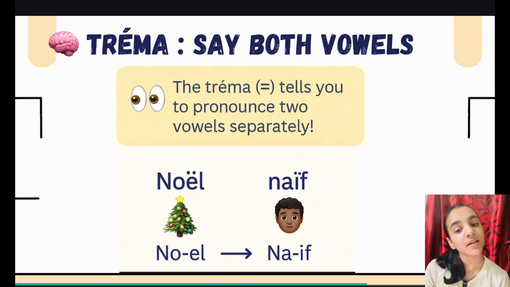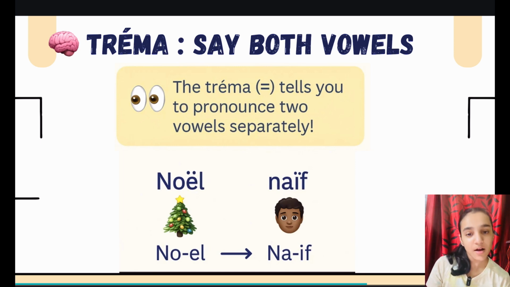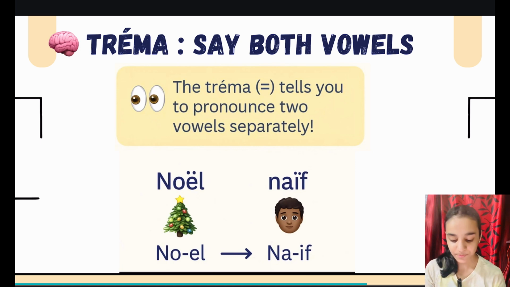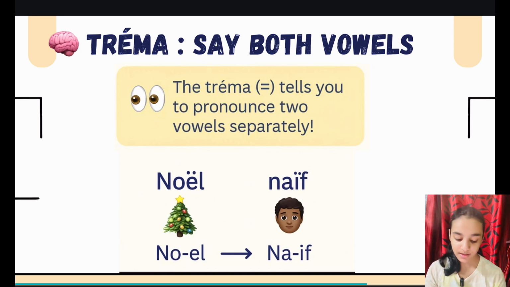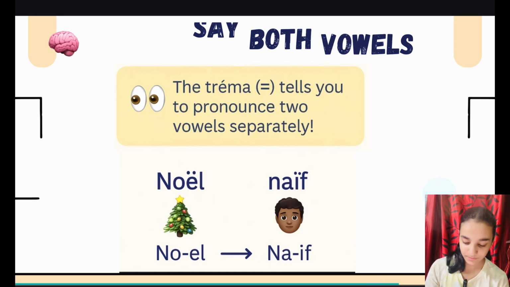Let me give you another memory trick. Tréma, say both vowels. The tréma tells you to pronounce two vowels separately, like in the words Noël and naïf.